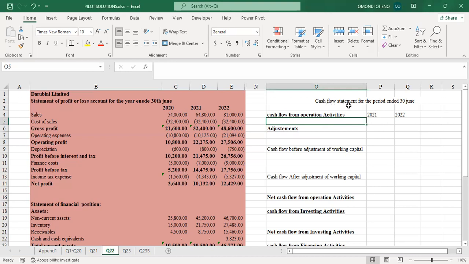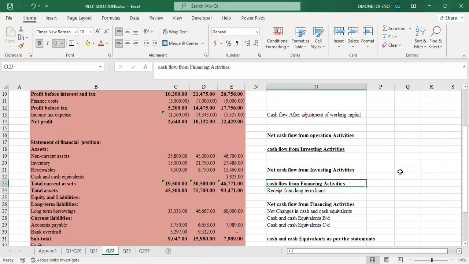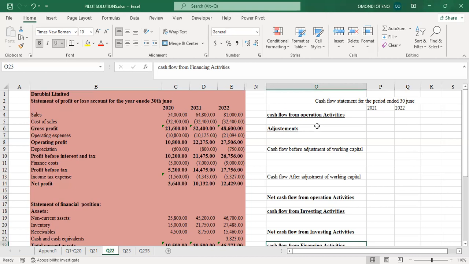And therefore, I will now take you to this other side of my screen to see the format which I have created here. So cash flow statement for the period ended 30th June for 2021 and 2022 will appear as indicated down here. So the format has cash flow from operating activities, cash flow from investing activities, and then the last part will be cash flow from financing activities. Okay, so having identified the three titles in our cash flow statement, let's now see how we are going to extract information to bring into our cash flow statement.